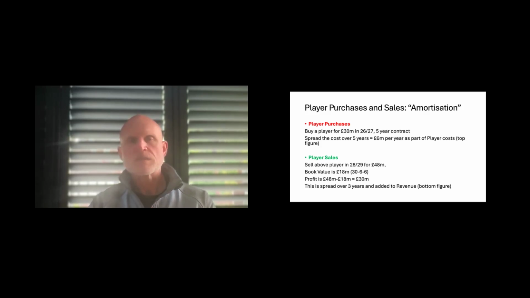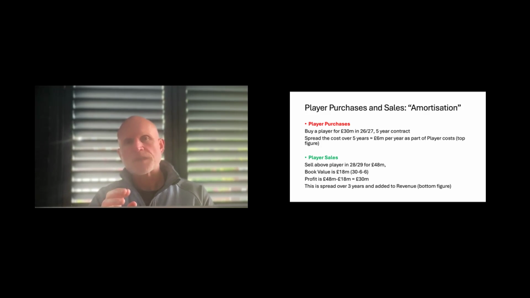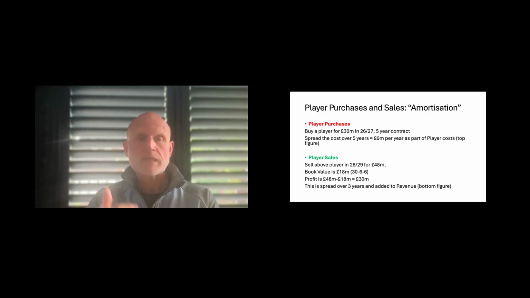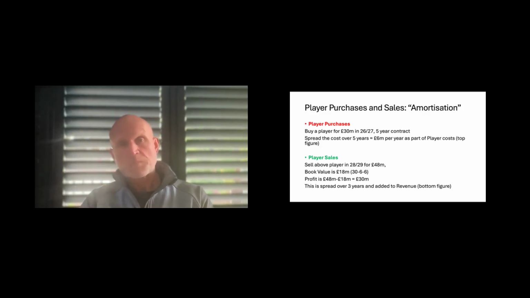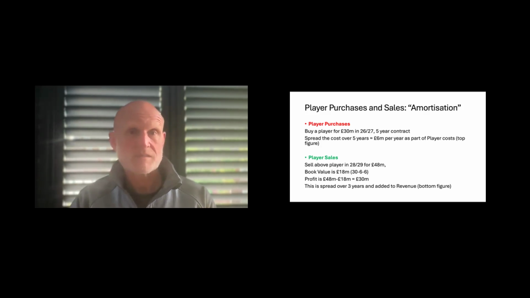Always 3 years. Whoever the player is, whatever their original contract was, we're going to spread that profit in the bottom figure over 3 years. So we'll take 10 million in 28-29, 10 million in 29-30, and 10 million in 30-31.